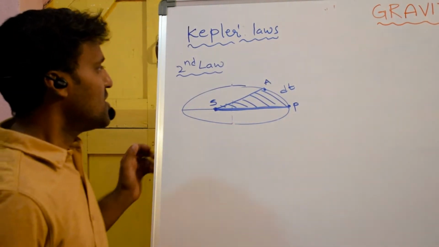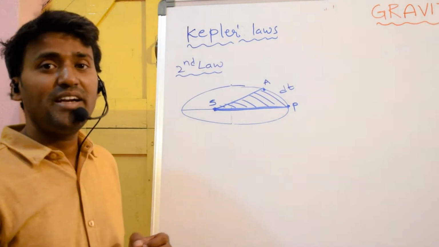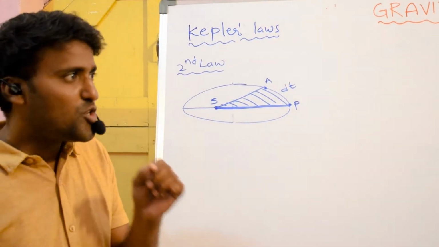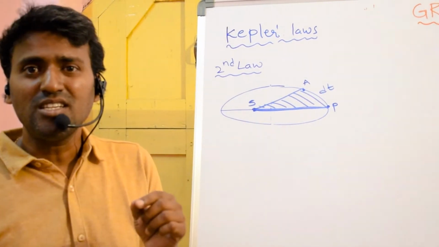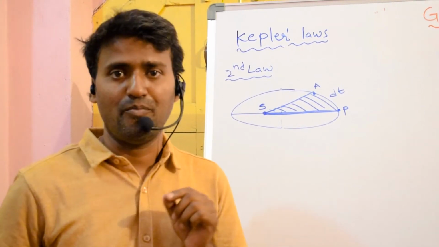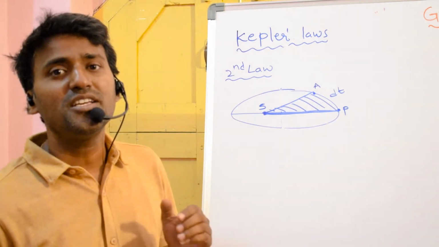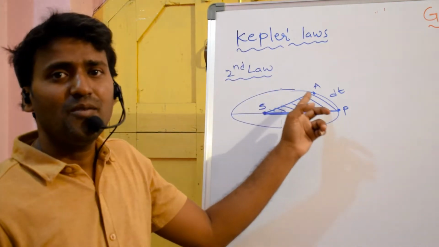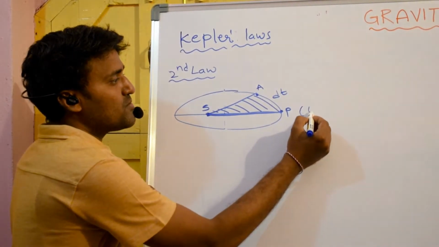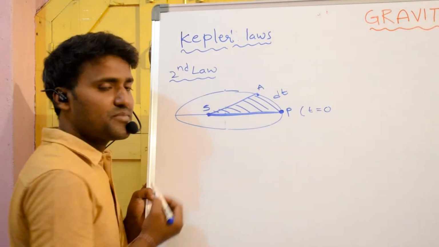Now in this situation, we have to derive an equation for this also, because dA by dt is equal to constant, we have to prove it. In the definition itself we clearly mention it sweeps out equal areas in equal intervals of time. That is called Kepler's second law, isn't it? Now first I am taking t equal to 0.